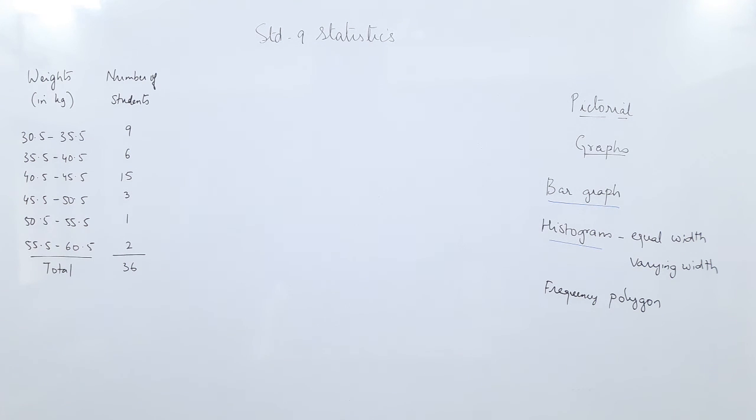As you can see on the board, we have made a table where the weights of students are given in kg and the number of students who fall in that category. If you look at the first class, you can see 30.5 to 35.5, 35.5 to 40.5. So this is continuous data. You can see this is a class which is continuous. 30.5 to 35.5, 35.5 to 40.5, 40.5 to 45.5. So the weight is from 30.5 to 60.5 kg.